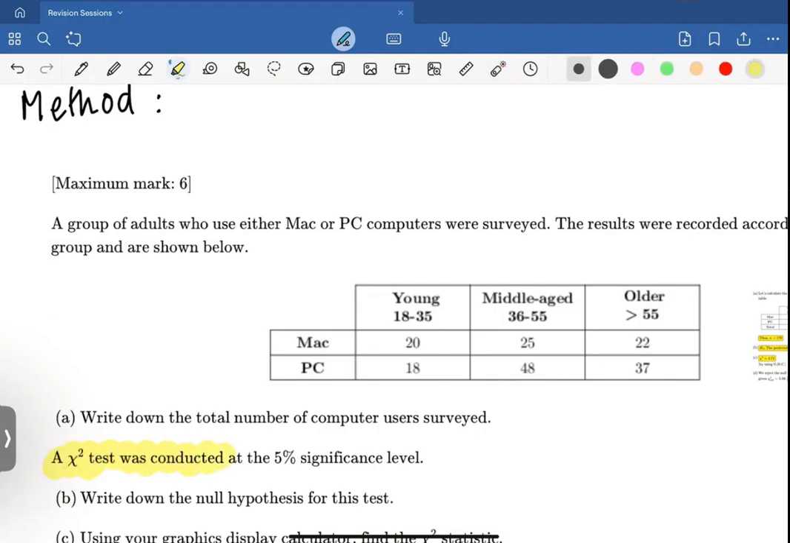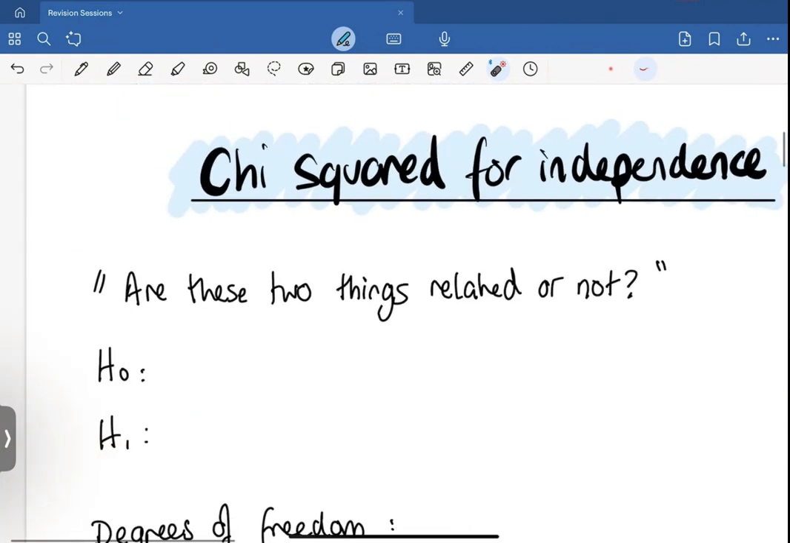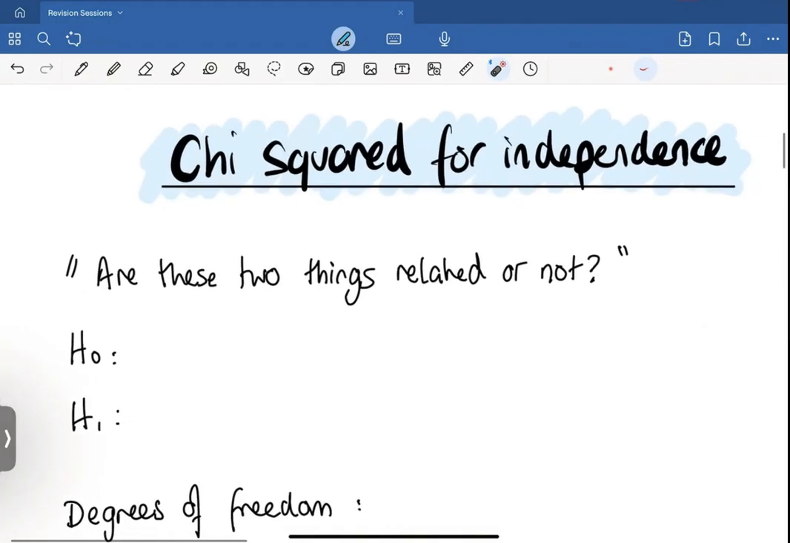What we don't want to do is get this confused with the chi-squared goodness of fit test. We can tell it's not goodness of fit because we have that table there. Okay, so before we can start the test, we might get asked what our hypotheses are. And this is always the same for all of the chi-squared tests for independence.